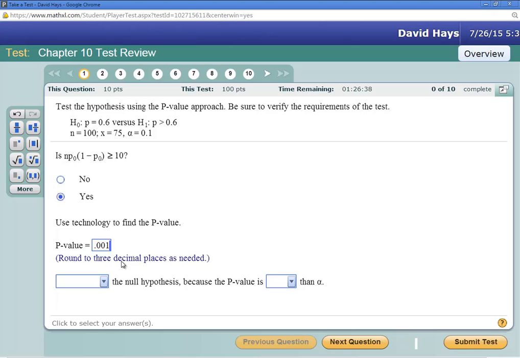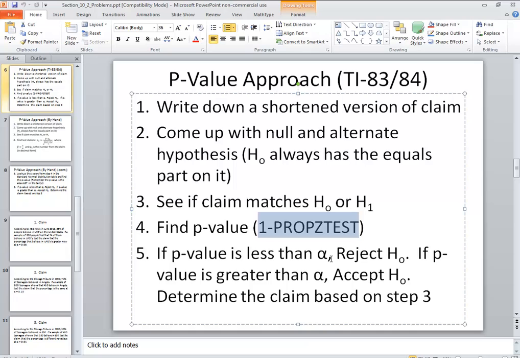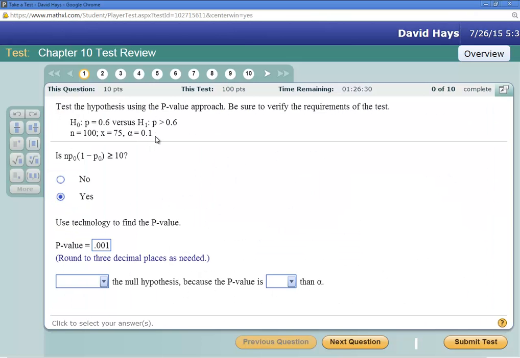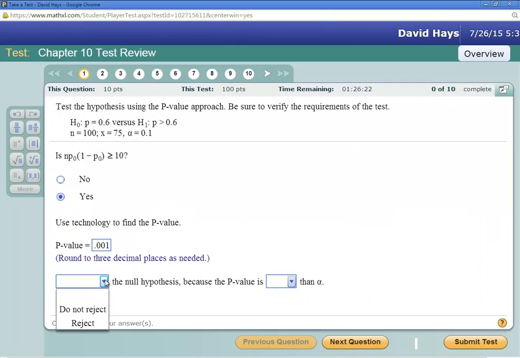Okay. Now, for our conclusion. It says that if p-value is less than alpha, alpha is 10%, and this is 0.001, so it is less than. So that says reject H naught. So we're going to reject the null hypothesis because p-value is less than alpha. And next question.